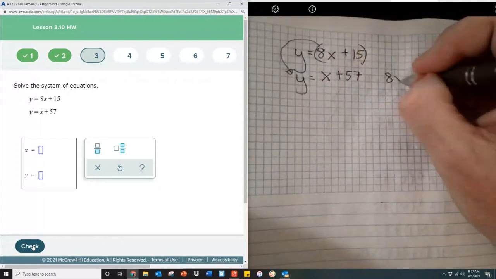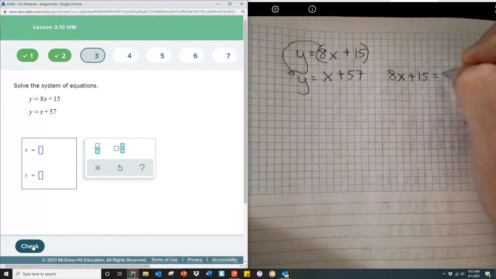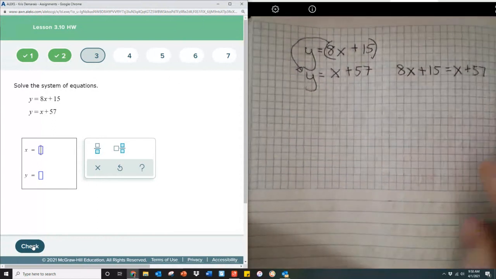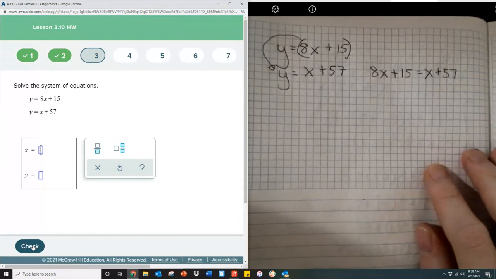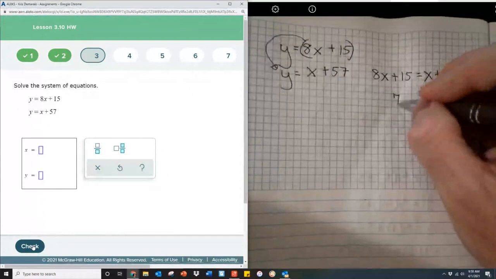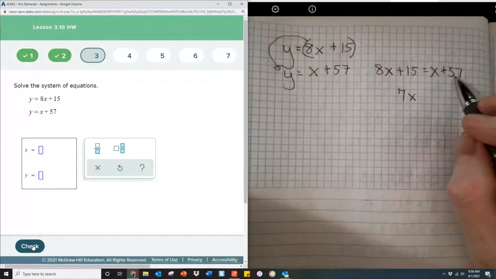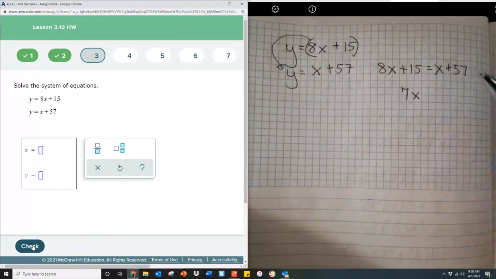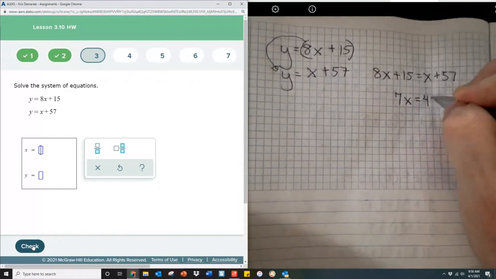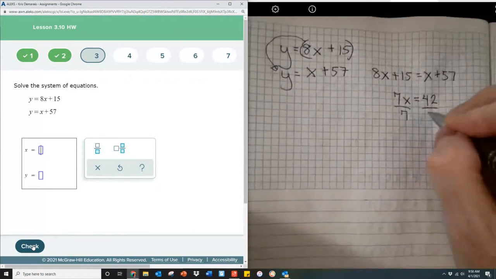So you're going to get 8x plus 15 equals x plus 57. That's what you're going to do. Now you're going to solve for x. So subtracting x from both sides, I'm going to get 7x. And then subtracting 15 from 57 gives us 42. Dividing both sides by 7 gives us 6.